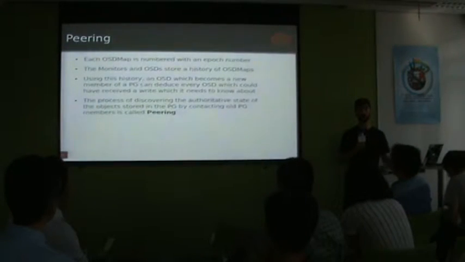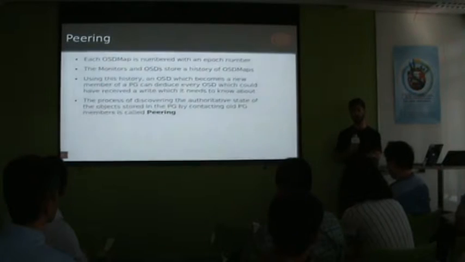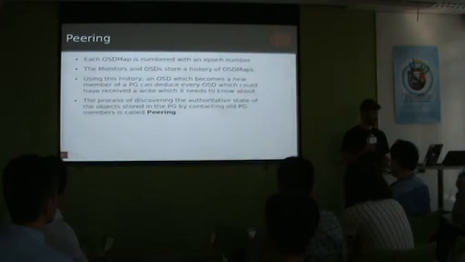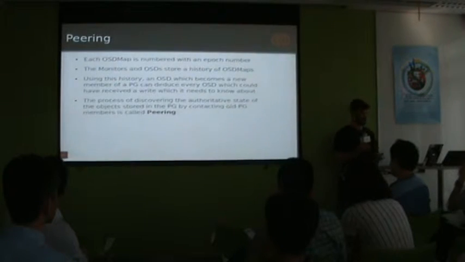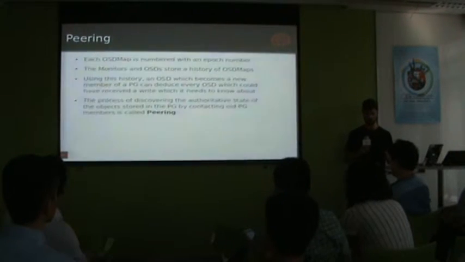You have probably seen this in your own clusters. If you cause a change to the cluster, a bunch of placement groups will go into a peering state and then eventually go active. And this is what they're doing in the meantime. Each OSD map generated by the monitors is assigned an increasing epoch number. The consistency of these numbers is guaranteed by the Paxos algorithm running on the monitors, so you never have to worry about there being two different maps with the same epoch number.